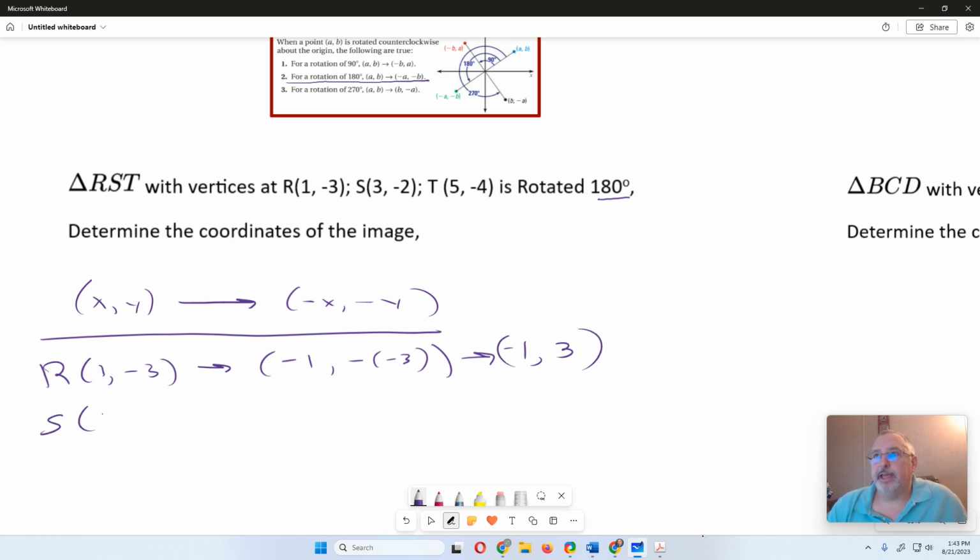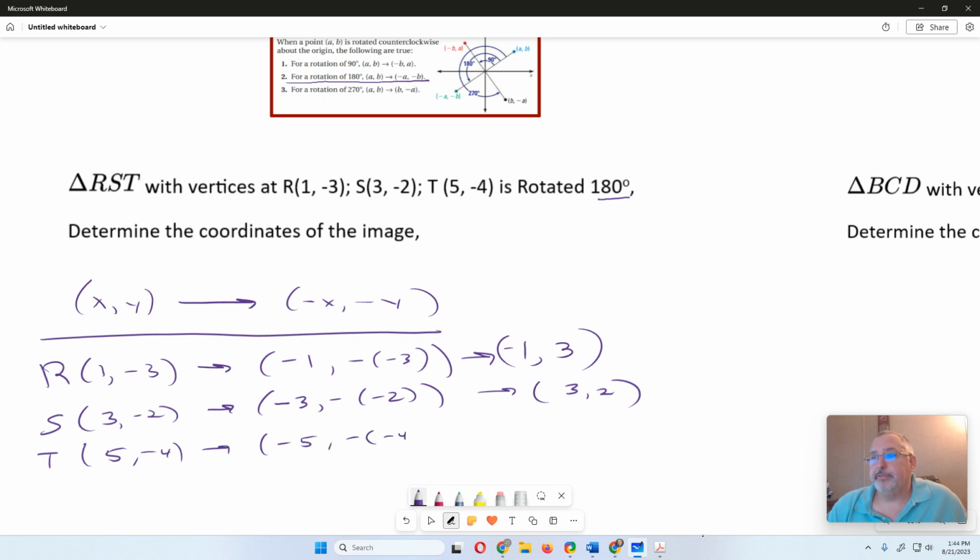S, we've got (3, -2). We're going to apply our rule, so opposite of 3, opposite of -2, and that'll give me a set of coordinates at (-3, 2). And then finally, T is at (5, -4). We'll apply that, opposite of 5, opposite of -4, so that'll give me a final set of coordinates at (-5, 4). So that's how you do a rotation of 180 degrees.